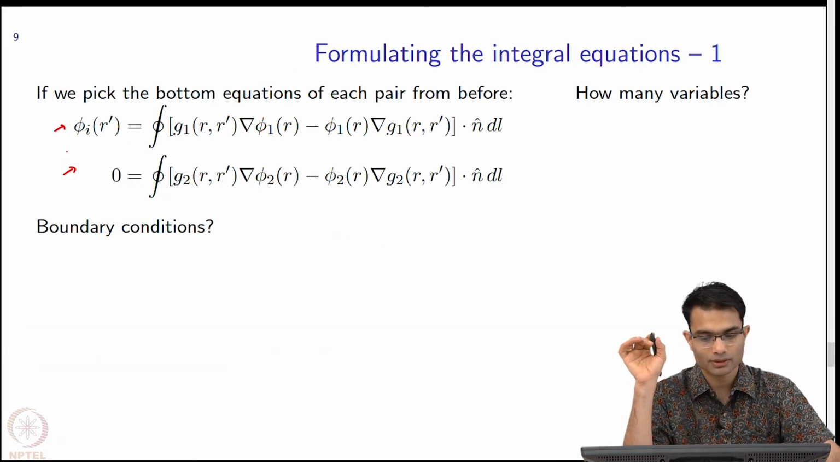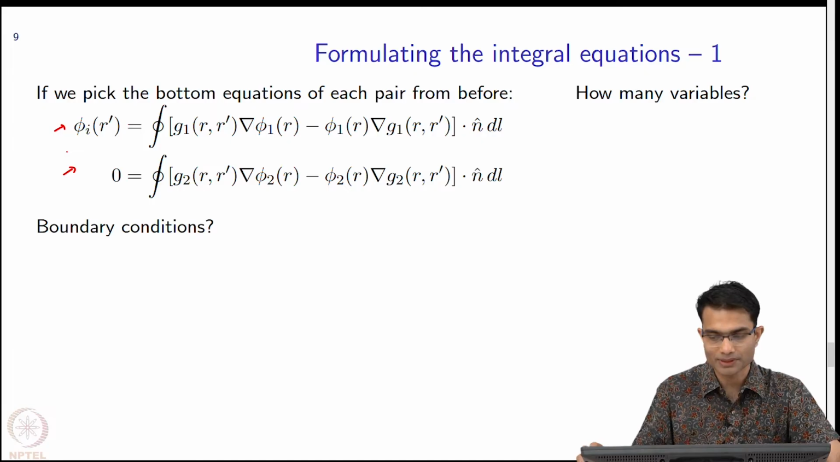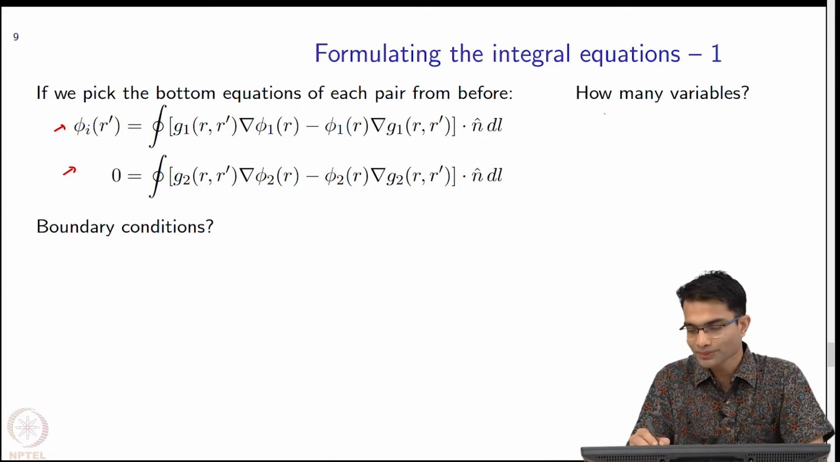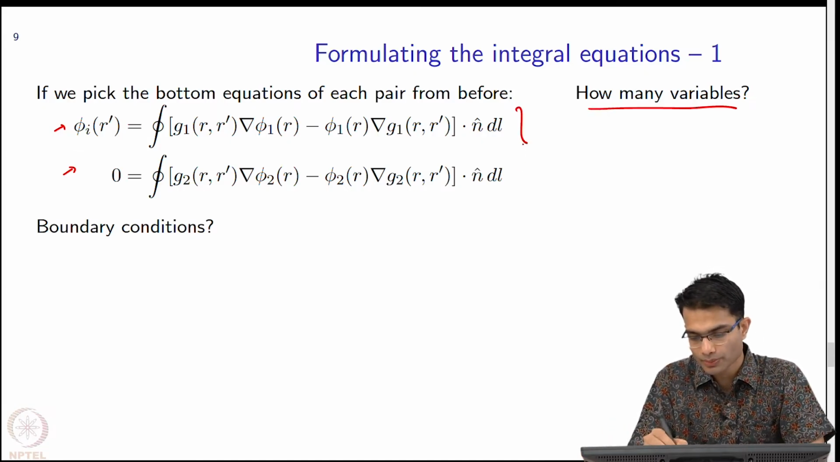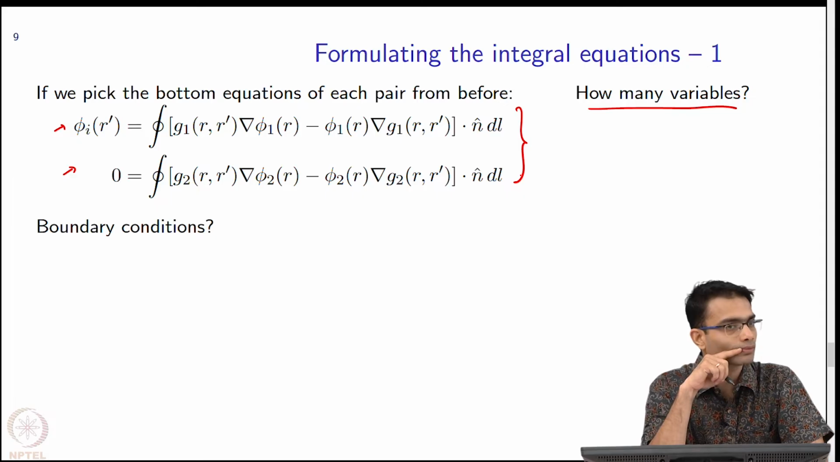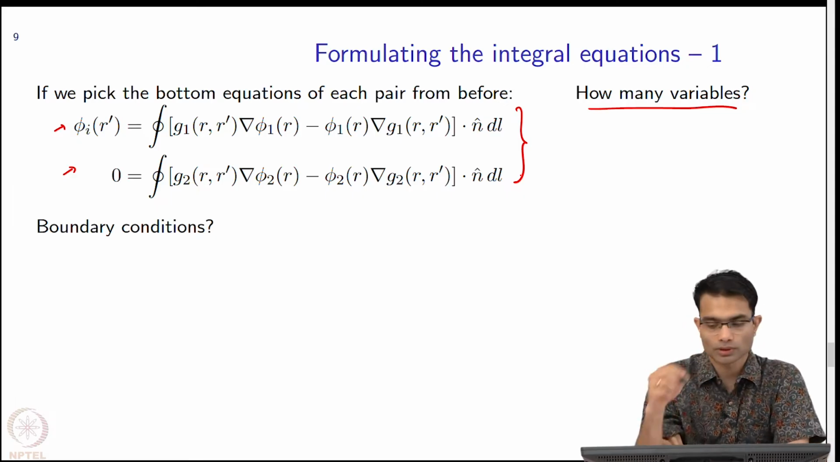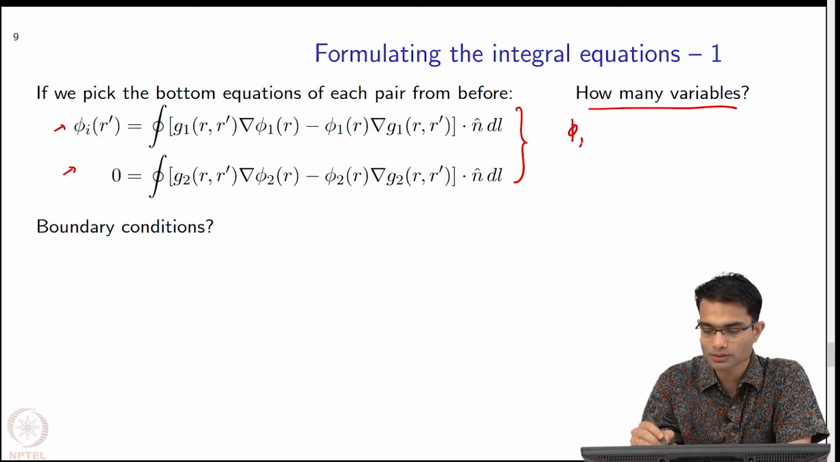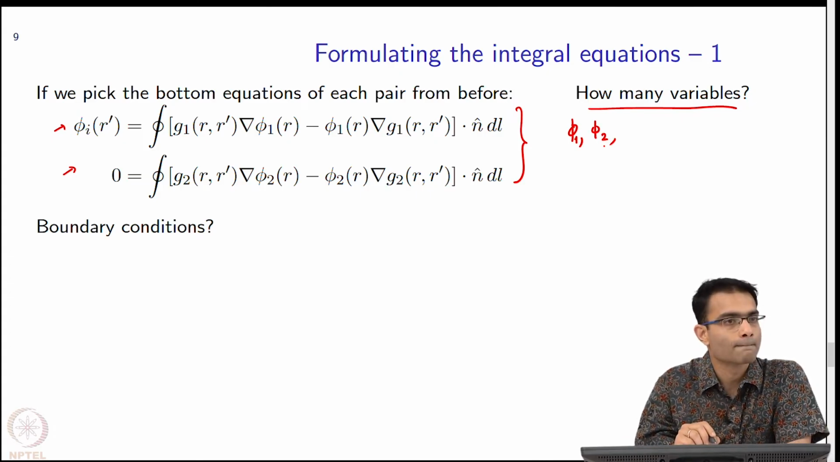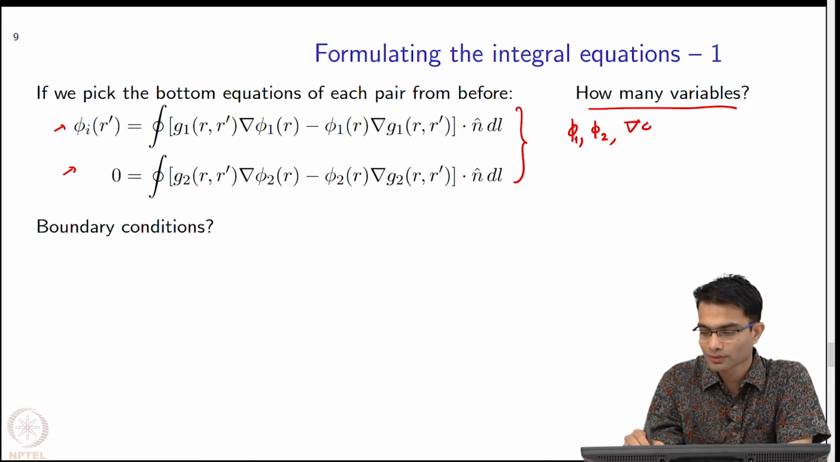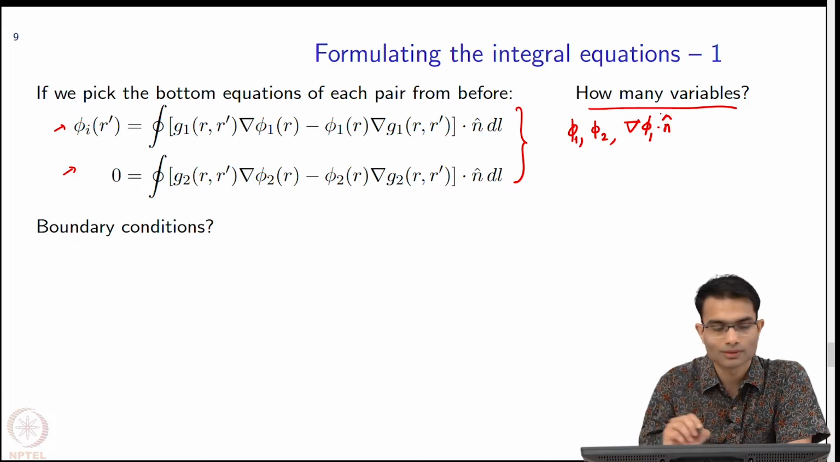Alright. So, let us go back here. So, this was the extinction theorem, as I already mentioned. Now, let me ask you, how many variables are there in these two equations? What all do I not know? I do not know phi 1, okay. Anything else? Phi 2, anything else? I do not know grad phi 1 dot n hat and grad phi 2 dot n hat.